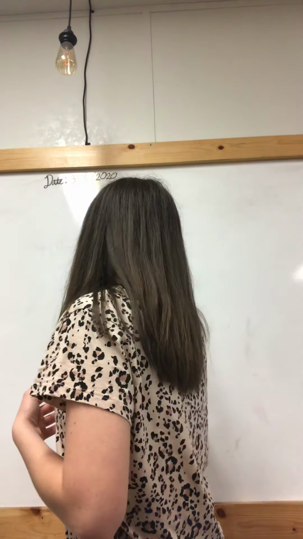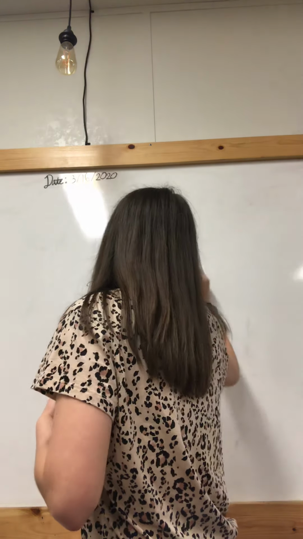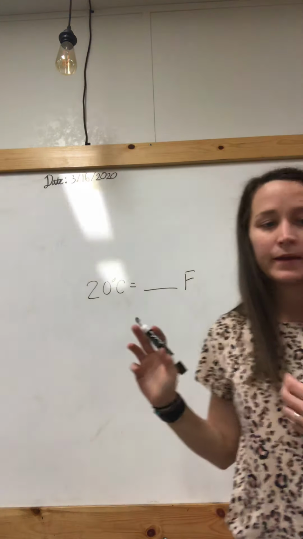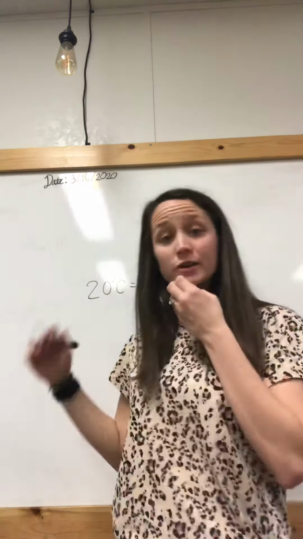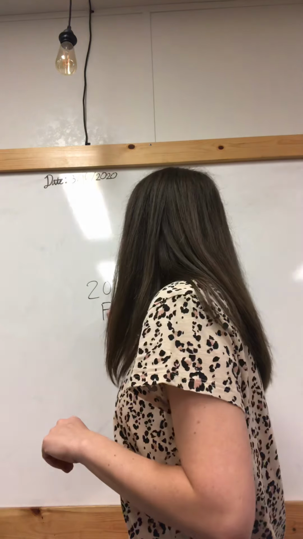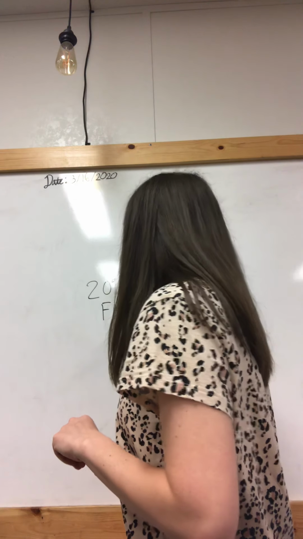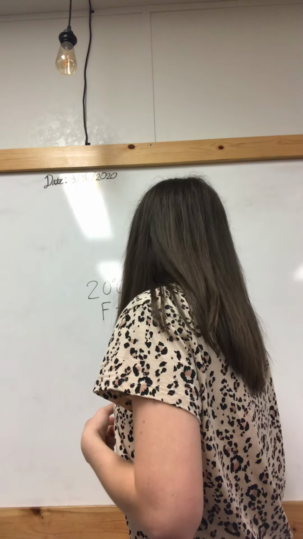Alright, so now we're on to number 3. This is when we're going to be converting. We're going to be using that formula. Okay, so we're converting from Celsius to Fahrenheit again. So A says 20 degrees Celsius is equal to blank degrees Fahrenheit. Okay, so first I want you to always write that formula down so you can get that into your brain. So F equals 9/5 C plus 32.